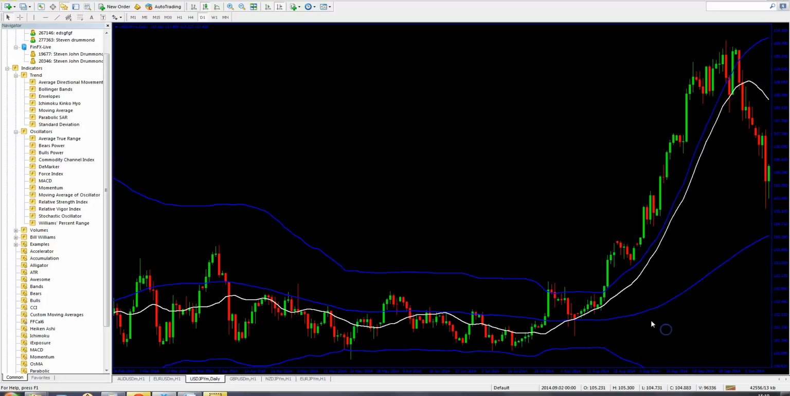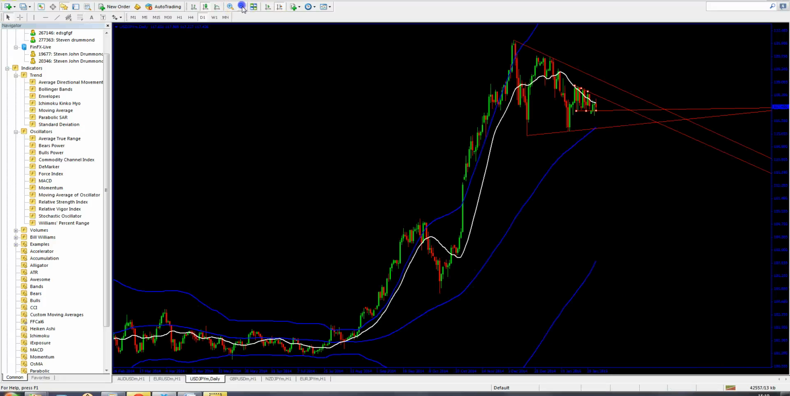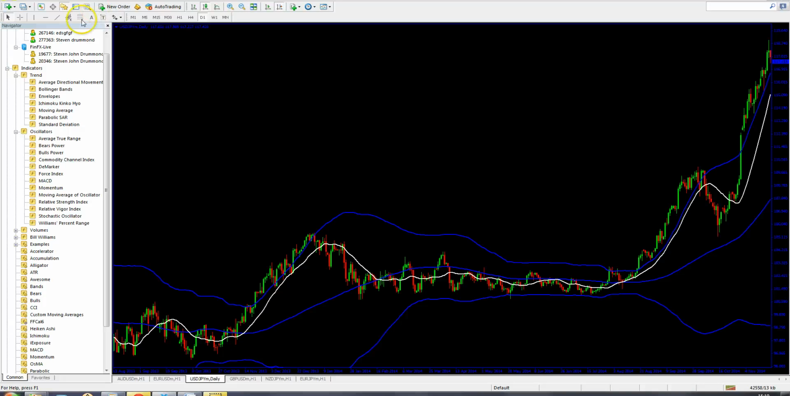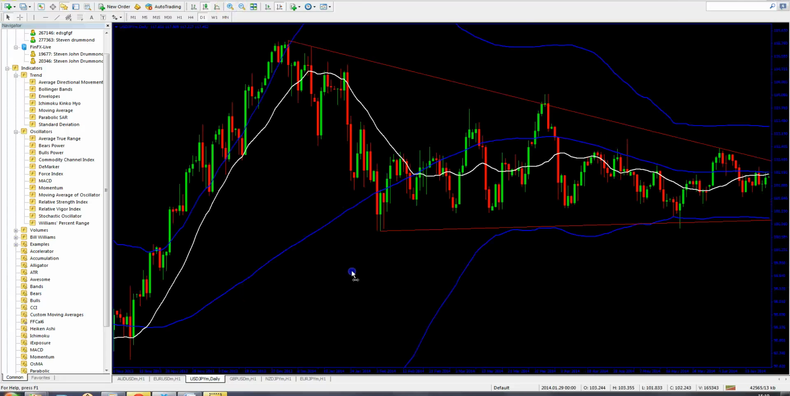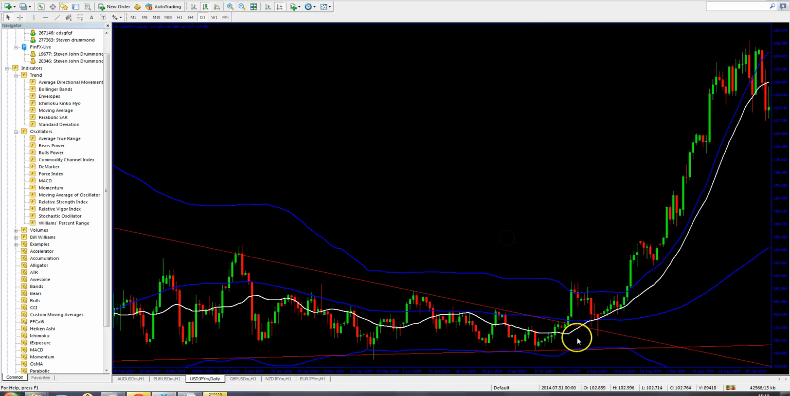And what happens after a breakout? We'll just plot some lines in here. You can see that it's making a nice triangle. So there's the top and there's the bottom. So we had a little breakout just here. That was a trend line break, which is a nice buy signal.